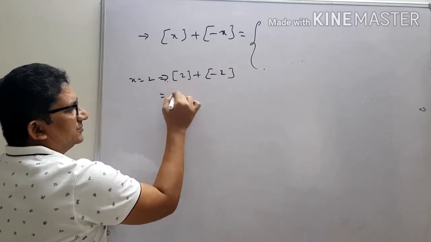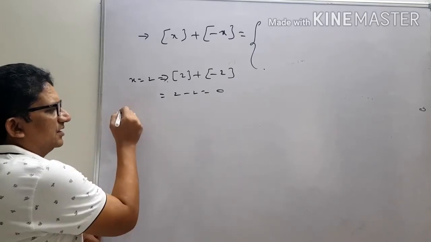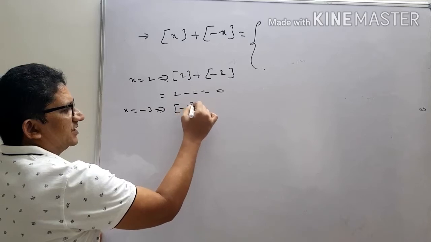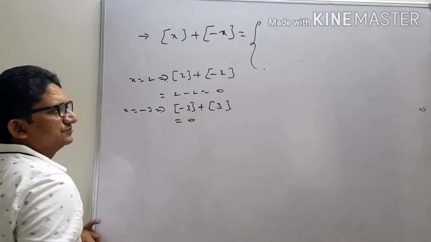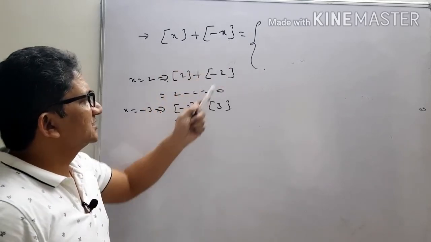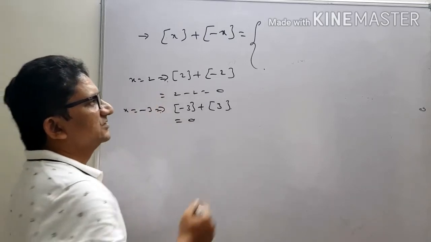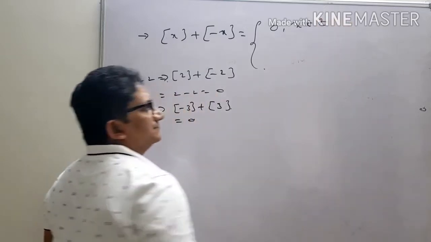Step of 2 is 2 and step of minus 2 is minus 2, so we get 0. If I take a negative value, for suppose minus 3, then we get step of minus 3 plus step of 3, so again we get 0. So step of x plus step of minus x will always be 0 if x is an integer. We can fix the result 0 if x belongs to Z.